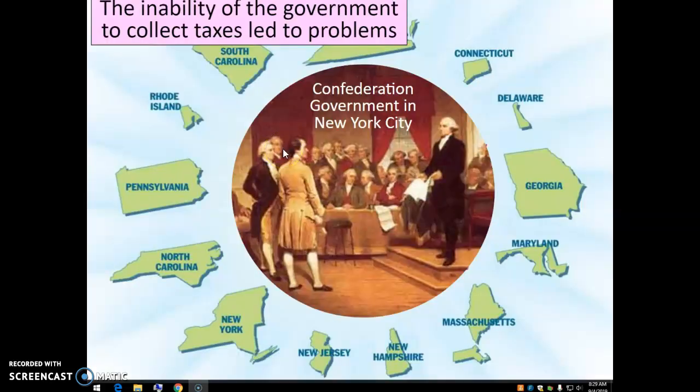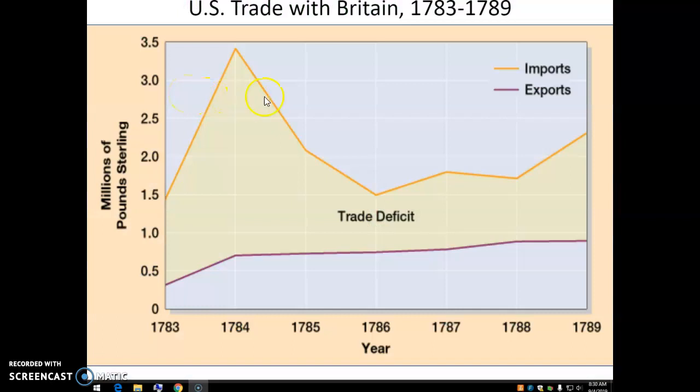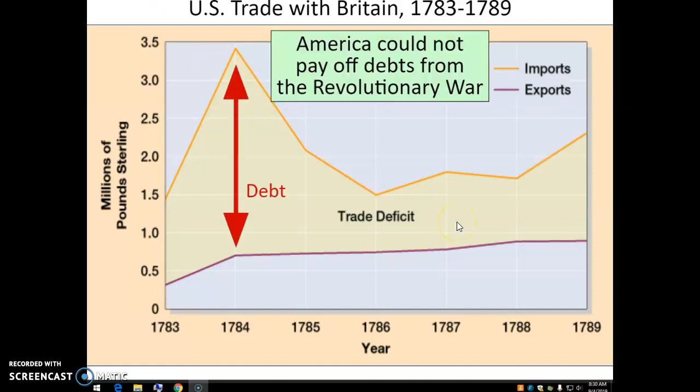You can imagine that a government that cannot tax is going to lead to problems because there's no funding. You can't operate with no money. Trade deficits are going to become a huge problem as well because you really don't have the true power to set up trade with other countries. States can block trade as they see fit. And because you are importing more than you're exporting without being able to collect any sort of revenue, you're spending more than you're earning, which means they are in a cyclical form of debt that they cannot get out of, and they cannot pay off their debts from the Revolutionary War.